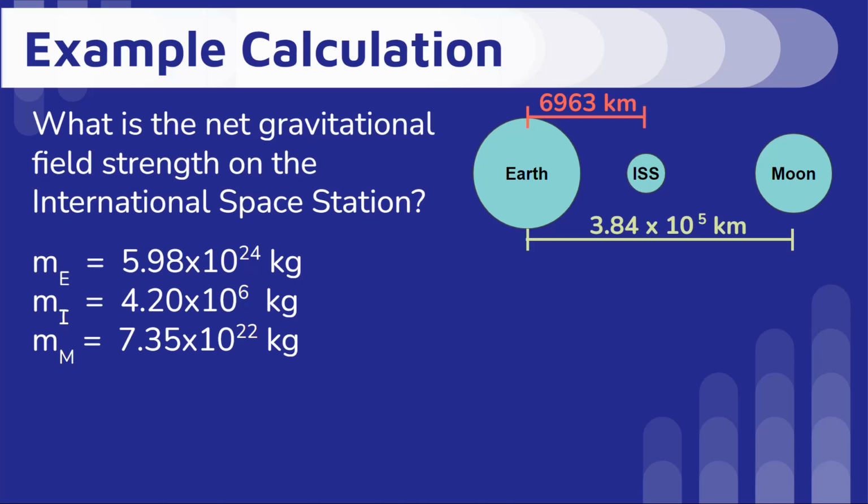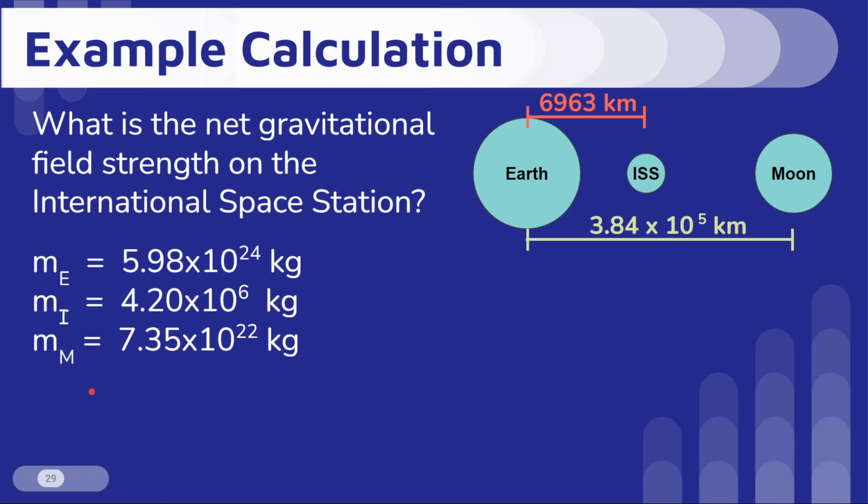I have the Earth, I have the International Space Station, I have the Moon, and I have some distances labeled on my screen. The distance of separation from the Earth to the Moon I have as 3.84 times 10 to the 5th kilometers, and I have the distance of separation between Earth and the International Space Station as 6,963 kilometers, as well as some masses: mass of the Earth, mass of the ISS, mass of the Moon. That's what all those abbreviations are referring to.